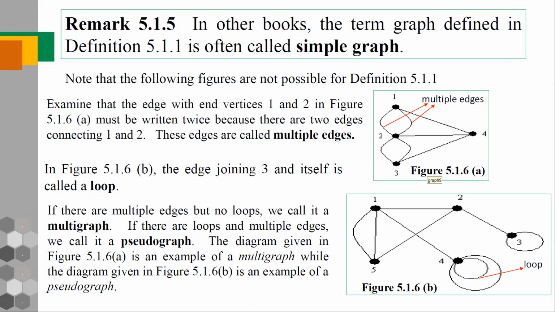Okay, if your graph contains multiple edges, it is called a multigraph. If your graph contains multiple edges and also self-loops, or loops, it is called a pseudograph. So the diagrams given in these figures are examples of a multigraph, and this one is an example of a pseudograph, because it has loops and also multiple edges here, between 1 and 3. So this is called a pseudograph.